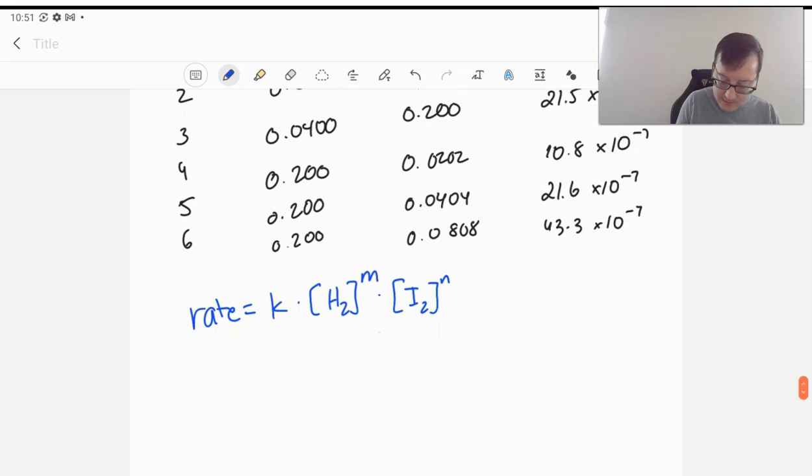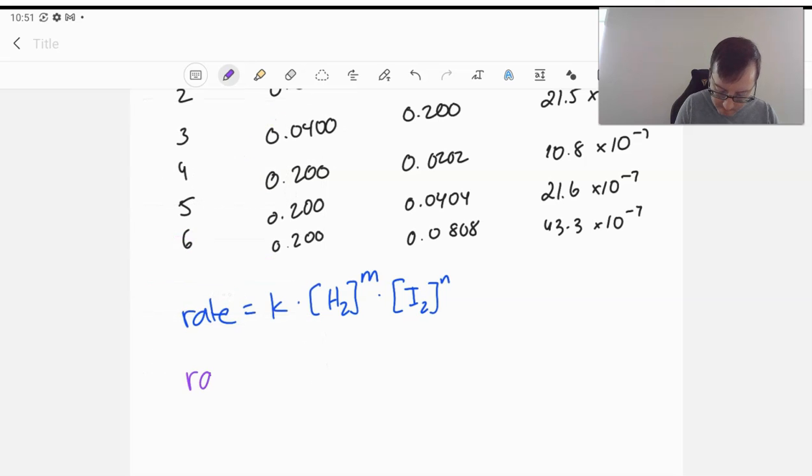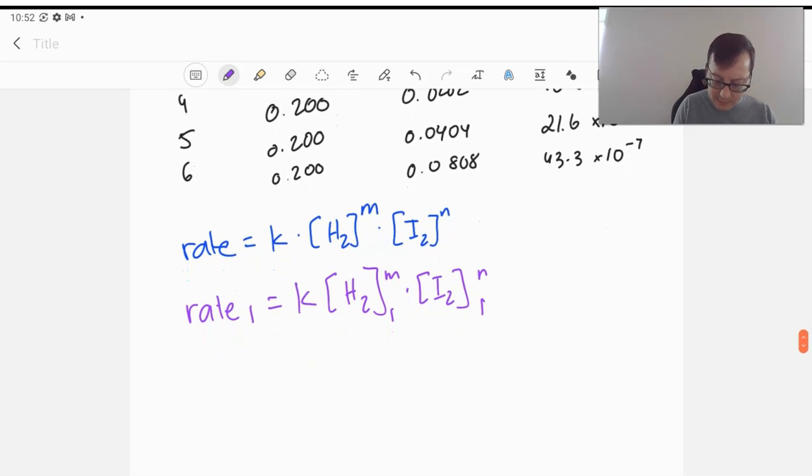And how we'll do that is we'll say, okay, since we know this, the rate for experiment 1 will be our rate constant. That doesn't change, it only changes with temperature, which is not something we're really going to look at until the end of the chapter, times our concentration of hydrogen times the concentration of iodine, all for experiment 1. And we're going to compare it to our second experiment.